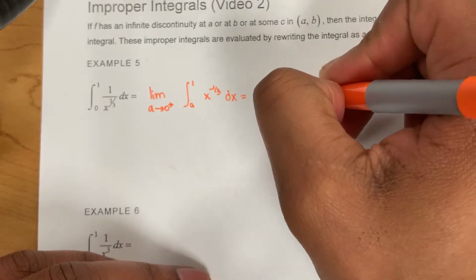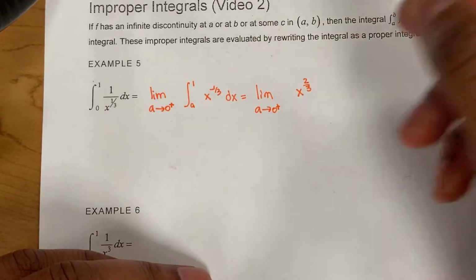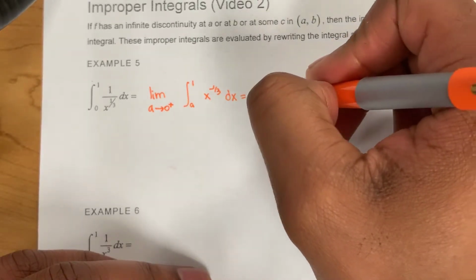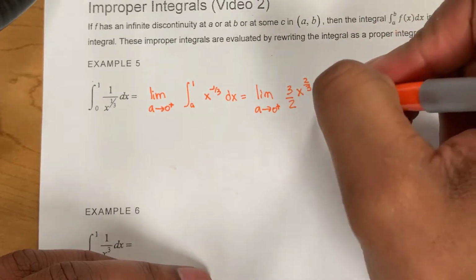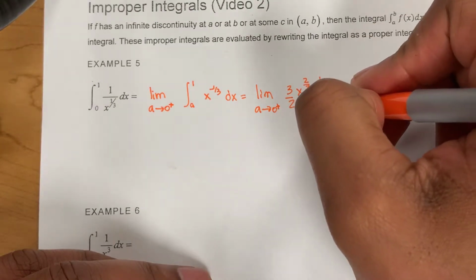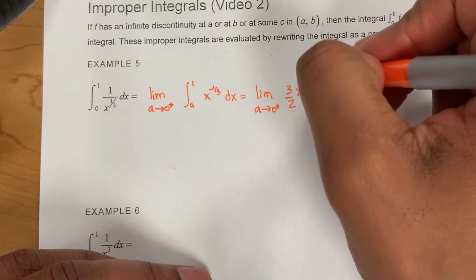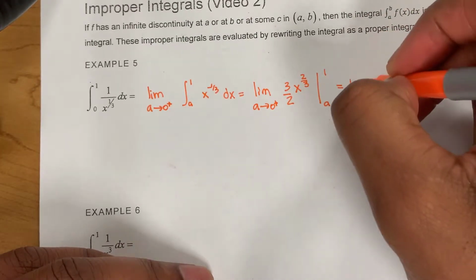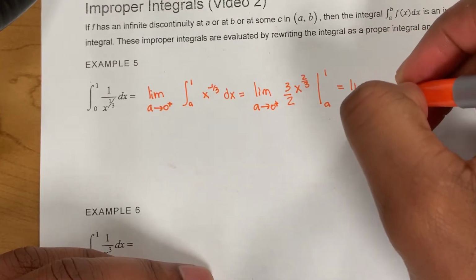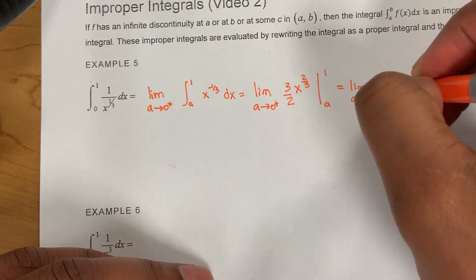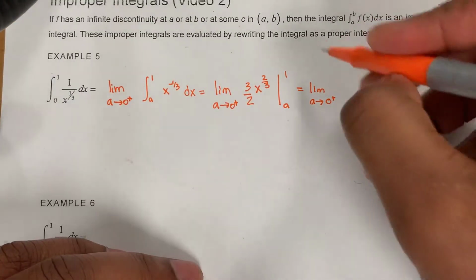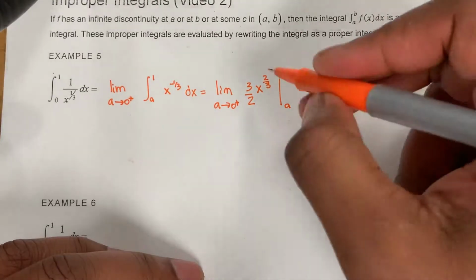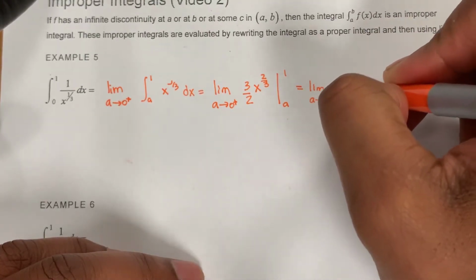x to the 2/3, and then we're going to divide by 2/3, which means we end up multiplying by 3/2. We evaluate that from a to 1. So if we substitute in 1, we'll keep our limit in for a moment, the limit as a approaches 0 from the right. We're going to have 1 to the 2/3, which is 1, times 3/2. So we're just going to get 3/2.